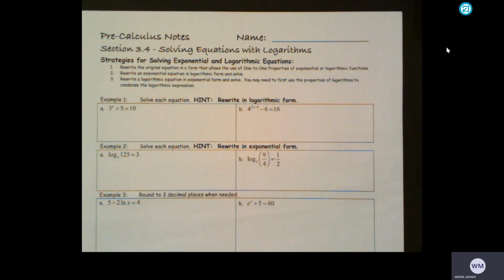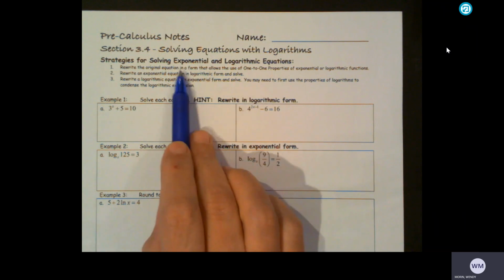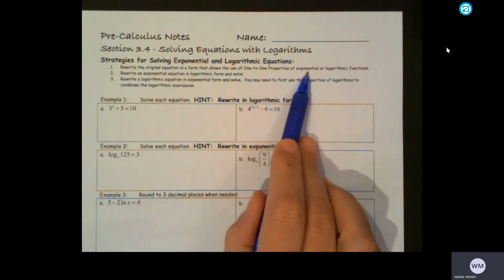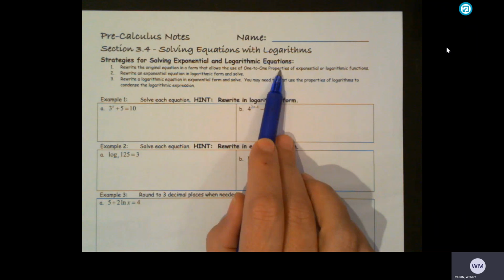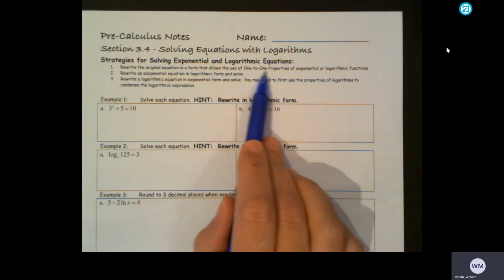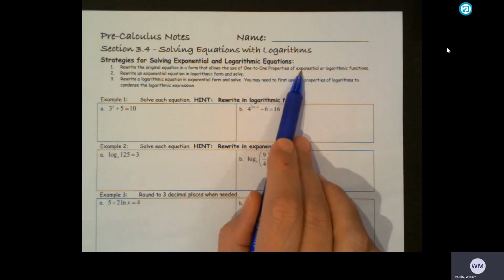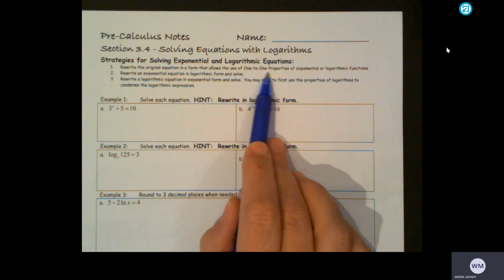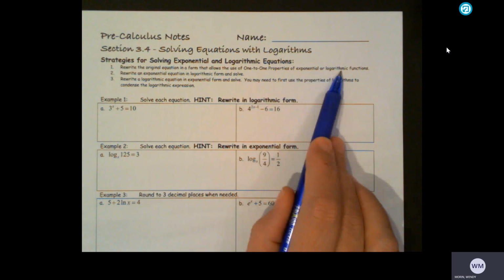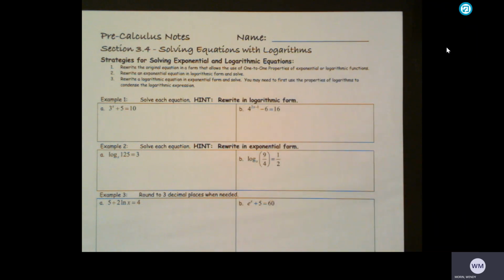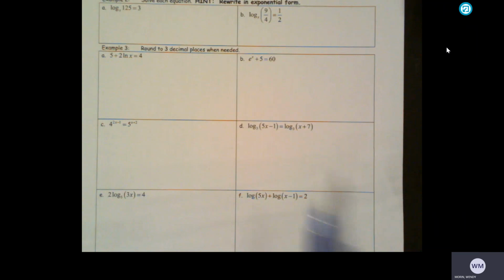So first of all, number one, rewriting the original equation in a form that allows you to use the one-to-one properties. Now, we've done that a lot with exponentials already, making the bases the same. And those were the non-calculator problems. Let's look at another one for logarithmic functions while we're at it. Let's actually jump down to a problem here. Let's take a look at question D here, example number 3, part D.